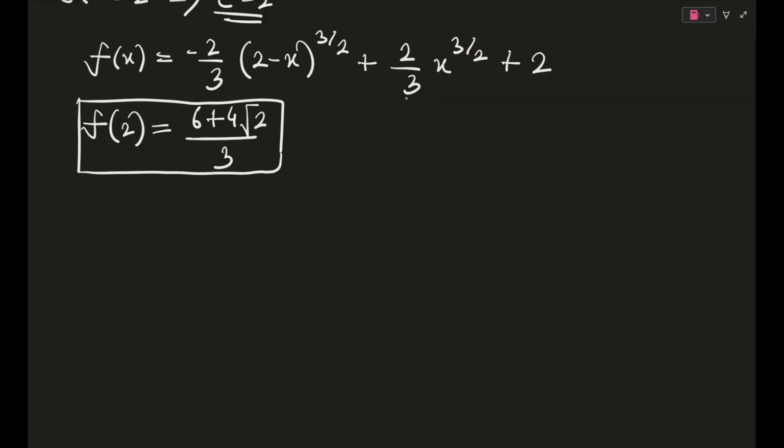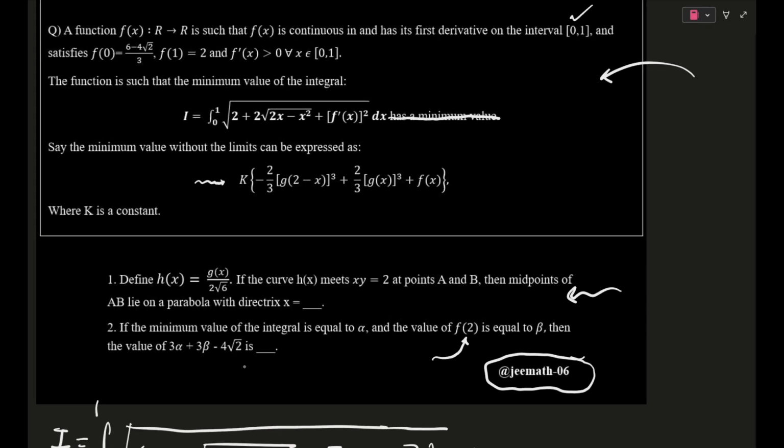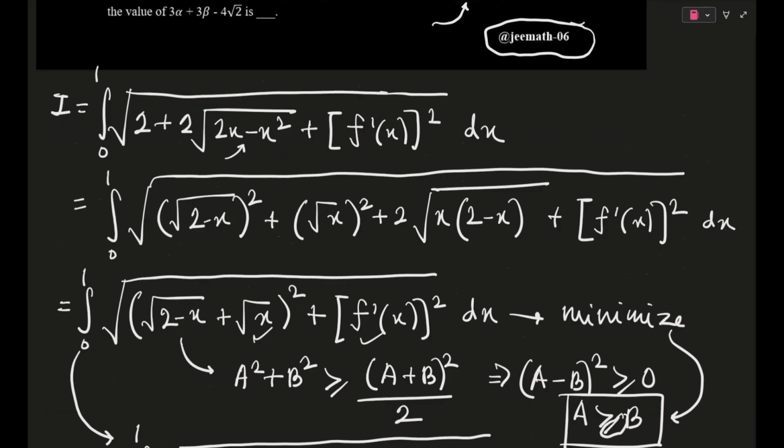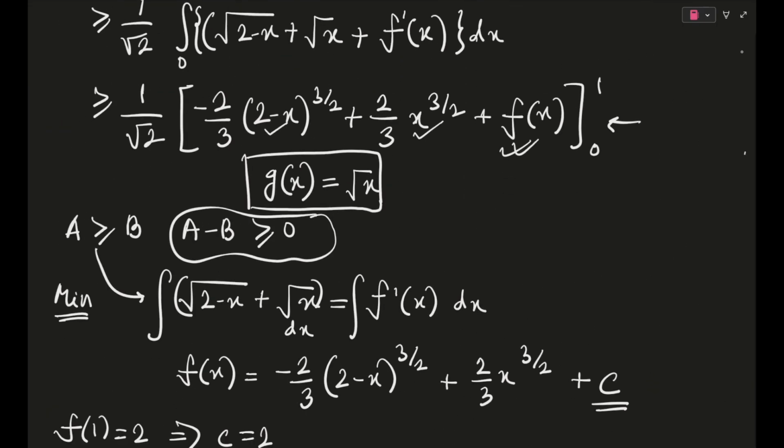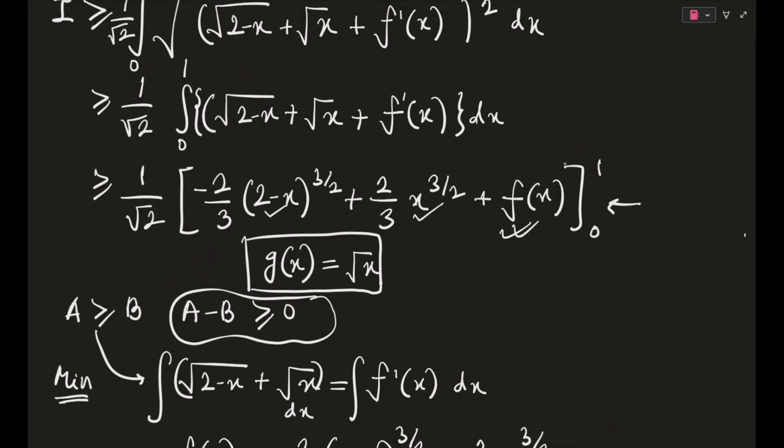So now I guess we can look into our questions 1 and 2 once. Question 1 is actually a separate question, so leaving that for a while, let's see question 2. If the minimum value of the integral is alpha, f of 2 is beta, which we have found out, but the minimum value of the integral we also have to find. So if we come to the part where we left to find g of x, we have to calculate this.